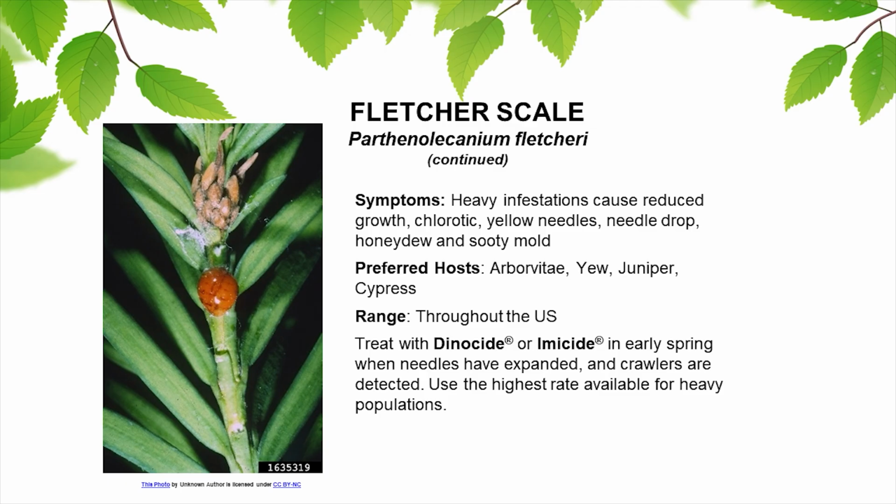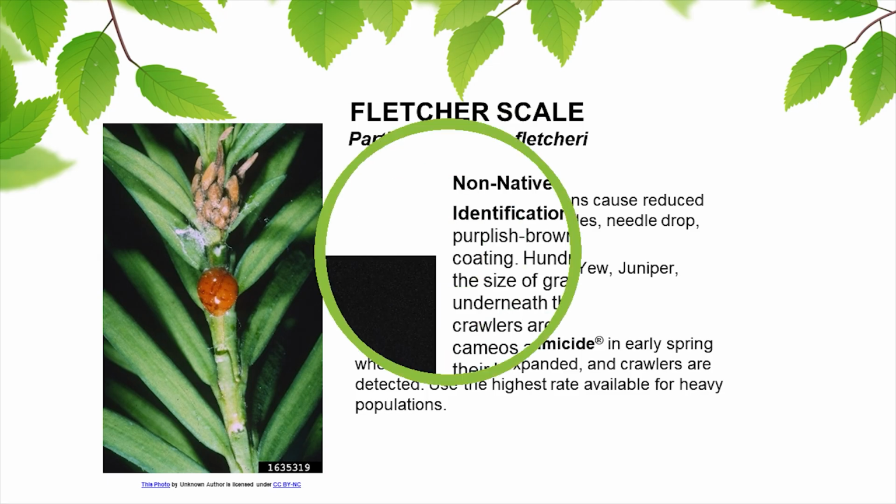Fletcher Scale infestations cause reduced growth, chlorotic, yellow needles, and premature needle drop. They produce honeydew and sooty mold. The preferred hosts are arborvitae, yew, juniper, and cypress. Fletcher Scale may be found throughout the United States. For control of Fletcher Scale, treat with dinotefuran or imidacloprid in early spring when needles have expanded and crawlers are detected. Use the highest rate available for heavy populations.